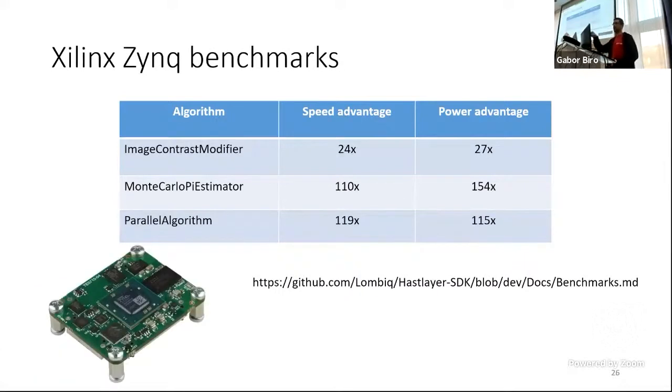On the Zynqs, so on these smaller devices, we got actually nicer results for some reason. The baseline there was the 24 times speed increase for image processing algorithms. These are just a couple of sample algorithms that you can see on GitHub, up to 100 times, and similar things with the power efficiency increase.